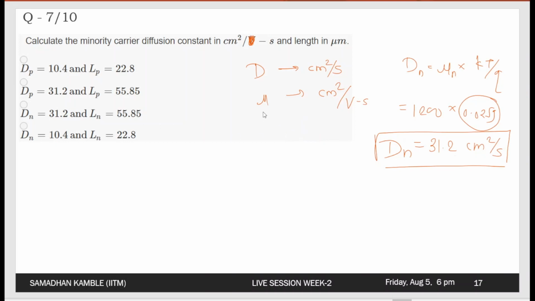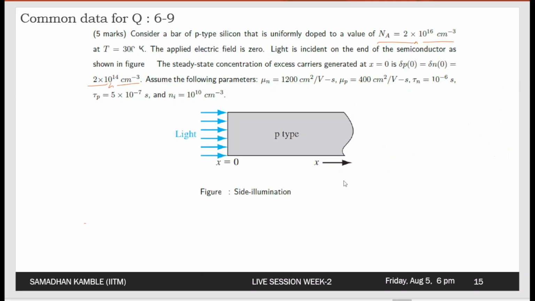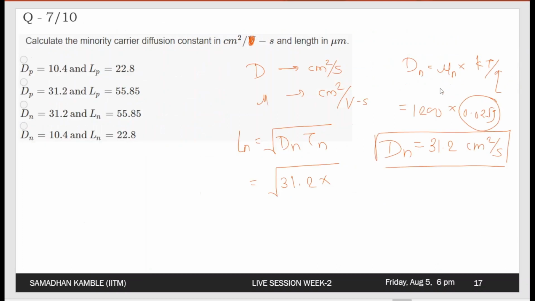Now let us calculate the diffusion length as well. So we know that the diffusion length is given as Ln equals the square root of Dn tau n. The value of the diffusion coefficient we calculated is 31.2, and tau n, the time constant, is given as 10 to the power minus 6 seconds for electrons. So we can put in that value, and in terms of micrometer, if you just calculate it, you will get Ln equal to 55.85 micrometer.